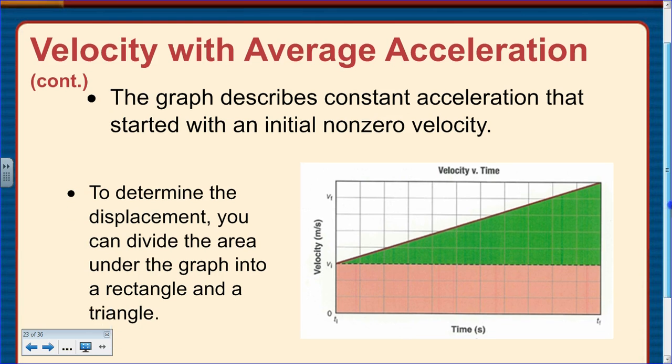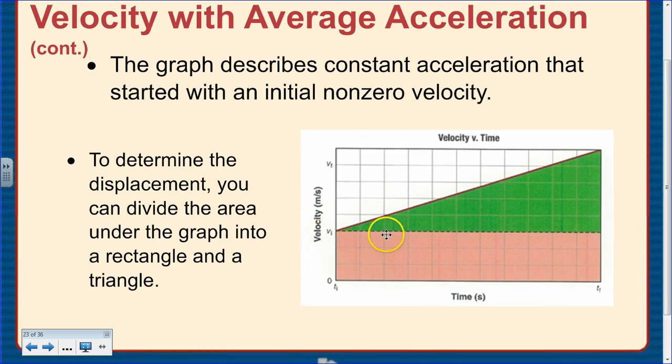Just like before, if we had a constant velocity and we had time, we would just multiply base times height. However, we got a triangle in here now. So we're going to add the area of the rectangle to the area of a triangle. And what's the equation for the area of a triangle? 1/2 the base times the height. These are not new equations. You'll learn these in geometry. We're just going to start applying them.